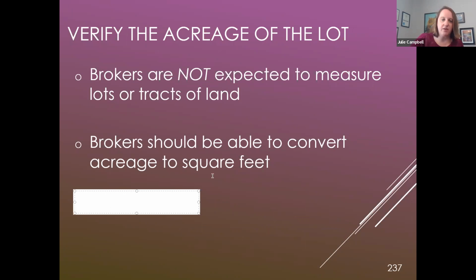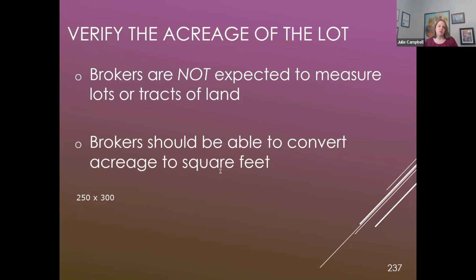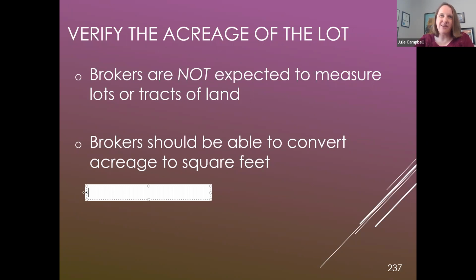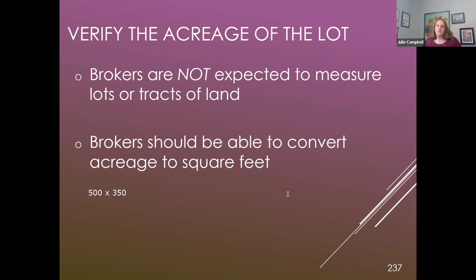I'm just making numbers up as we go. So your length is 250. Gosh, this is going to be a short, hang on, let me fix that. That's not going to be a big tract of land, is it? This is the problem with making stuff up on the fly. Hang on. Let's just say 25. Let's say 500. All right, so your front foot is 500. Your depth is 350.